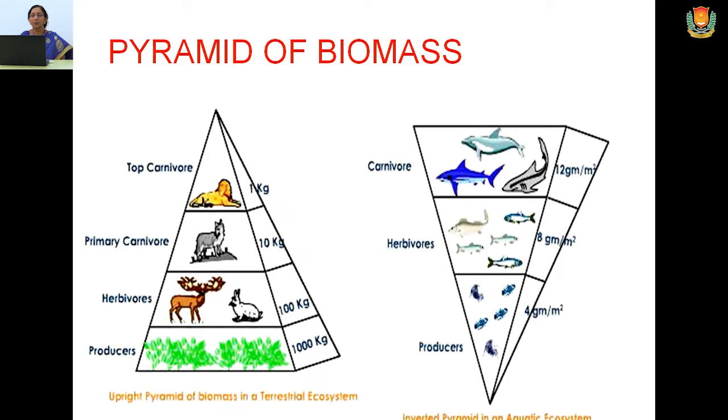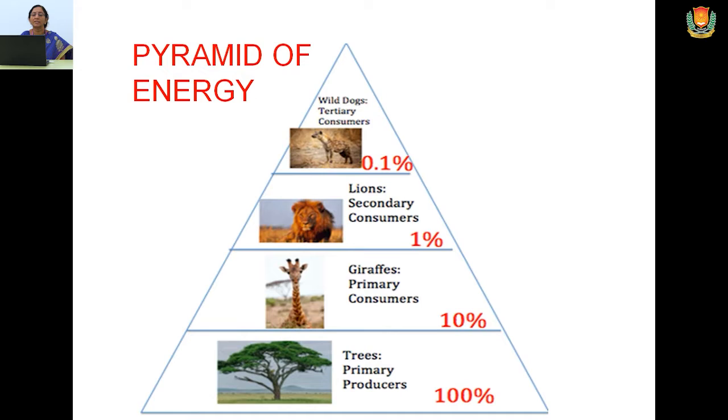So you can see that the producers are consuming 100% of energy. The giraffes, which are feeding on the trees, consume only 10% of energy, whereas the secondary consumers, the lions, utilize only 1% of energy, and finally you can see that the wild dogs, the tertiary consumers, utilize only 0.1% of the energy. So you can see that there is a decrease in the energy flow from the base to the top.